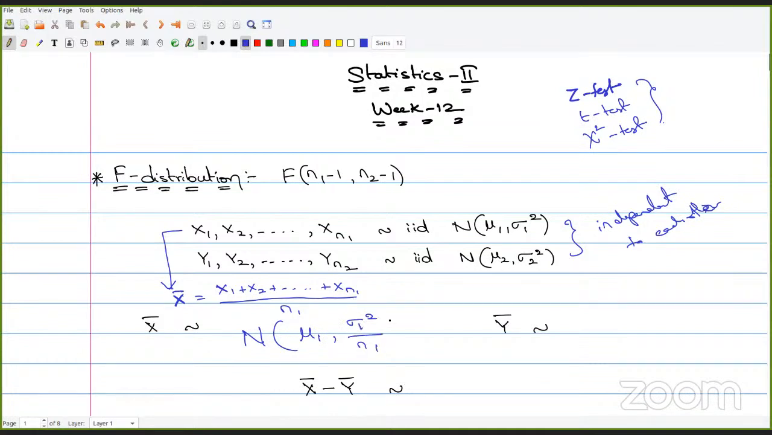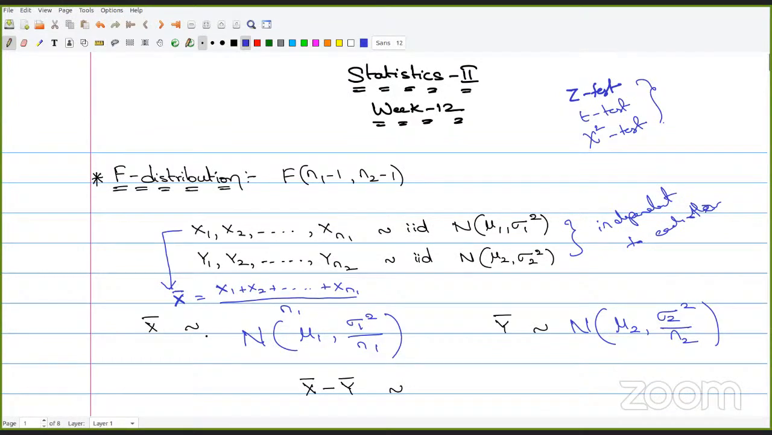Correct. Similarly, tell me what y bar, the sample mean of the second n2 samples, will follow. It will follow normal with mean mu2 and variance sigma 2 square by n2. Correct? We have seen these things for the past 3 weeks, I guess.